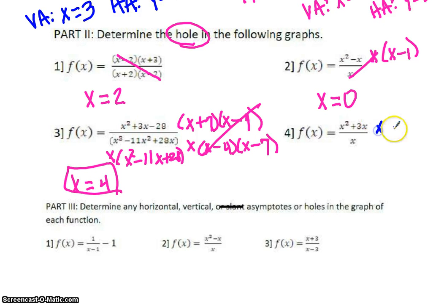Pull an x out of the top, and it leaves you x plus 3. Your x's would cancel, so x equals 0 as a hole.